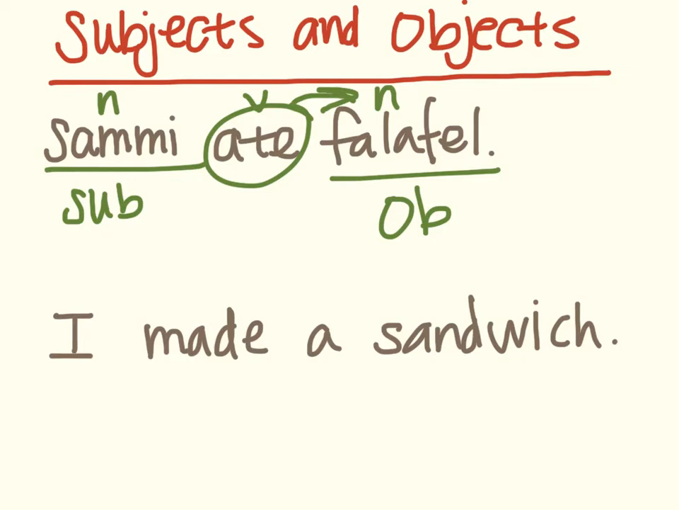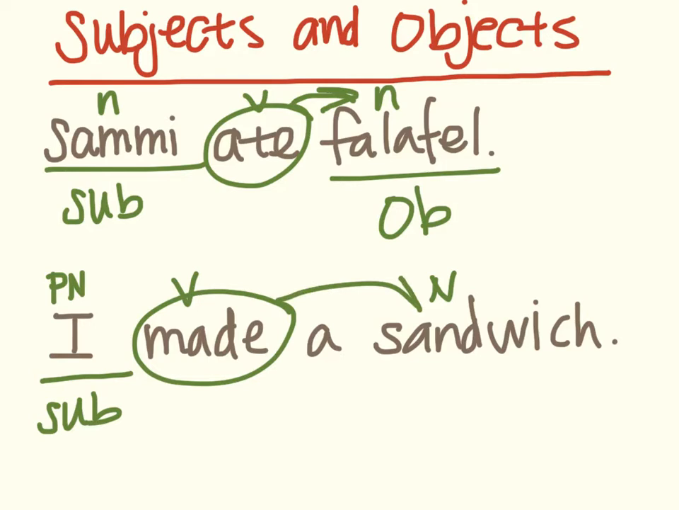So now let's take a look at I made a sandwich. Let's go ahead and label parts of speech. I is a pronoun, but counts as a noun. Made is the verb, and sandwich is a noun. When we take a look at what the subject of the sentence is, the subject is really about whoever I is. So the pronoun I is a subject pronoun. And what's being made, what is the verb happening to? What's being made is the sandwich, so the sandwich is the object of the sentence.